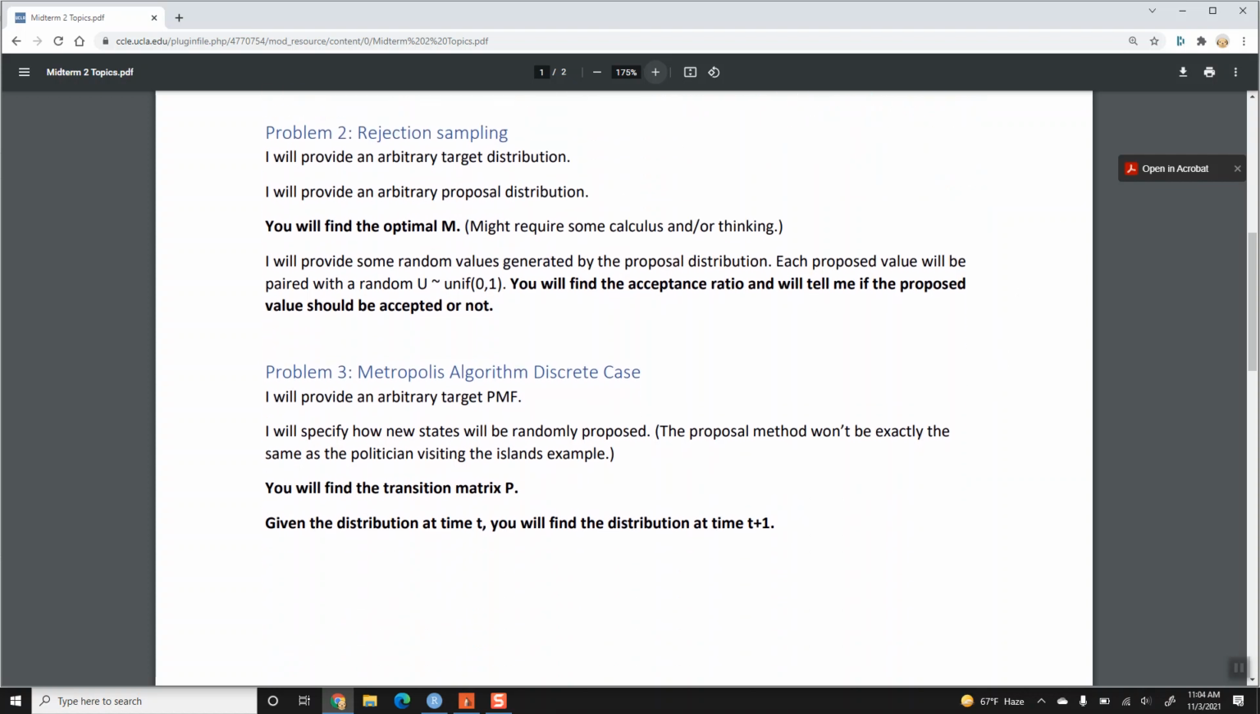Problem 2, rejection sampling. I'll provide an arbitrary target distribution, and I'll also provide an arbitrary proposal distribution. And you will have to find the optimal constant m. M is the constant that we multiply by the proposal distribution, so that m times g of x is always greater than or equal to f of x for all x, right? And so that's going to either require some calculus or maybe a little bit of thinking to figure out that m.